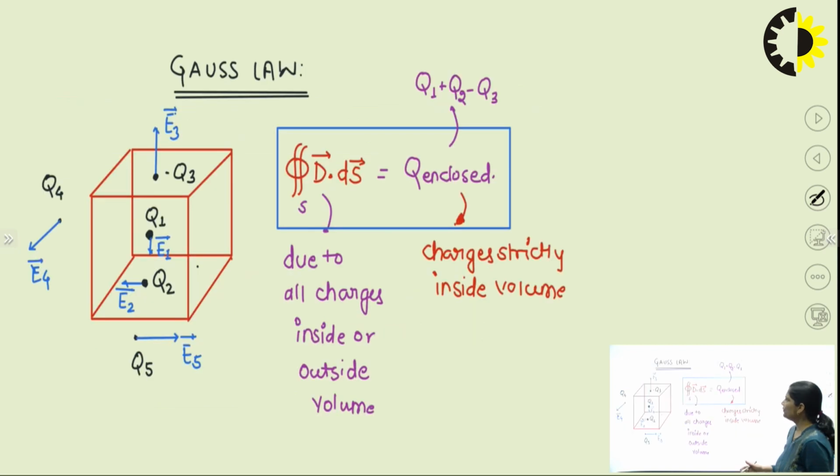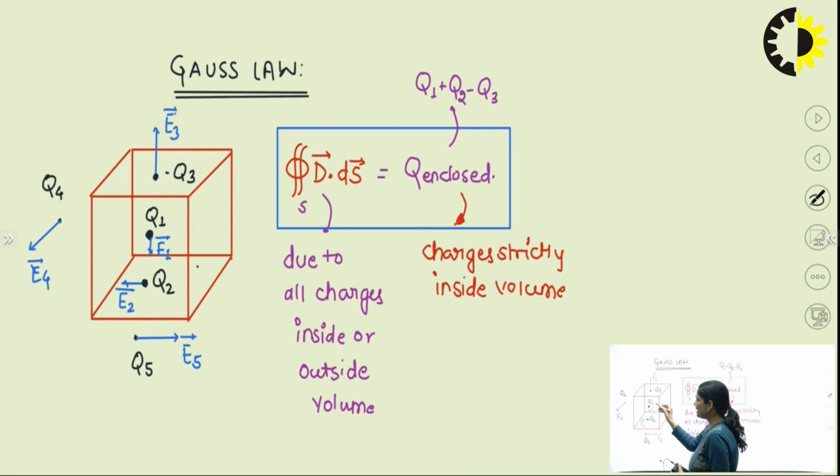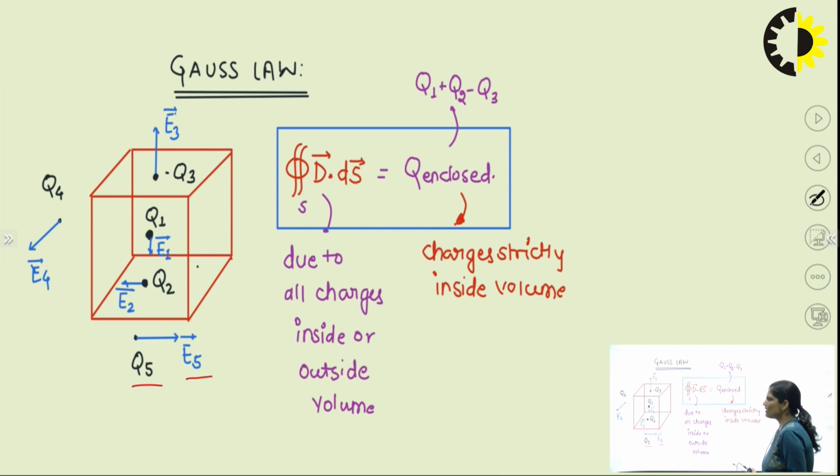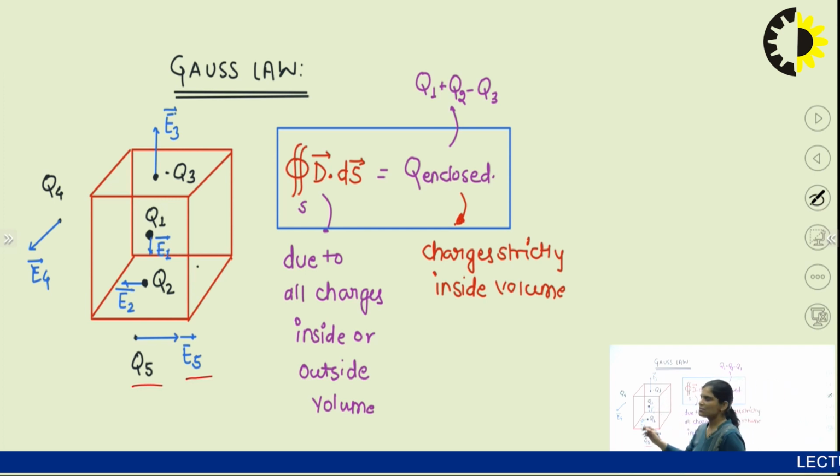Now Gauss law. Let there be a cube with some charges inside and some outside. Let the inside charges be Q1, Q2 and Q3, and the electric field intensities due to these charges be E1, E2, E3. The outside charges are Q4 and Q5, with electric field intensities E4 and E5. So inside charges are Q1, Q2 and Q3, and outside charges are Q4 and Q5.